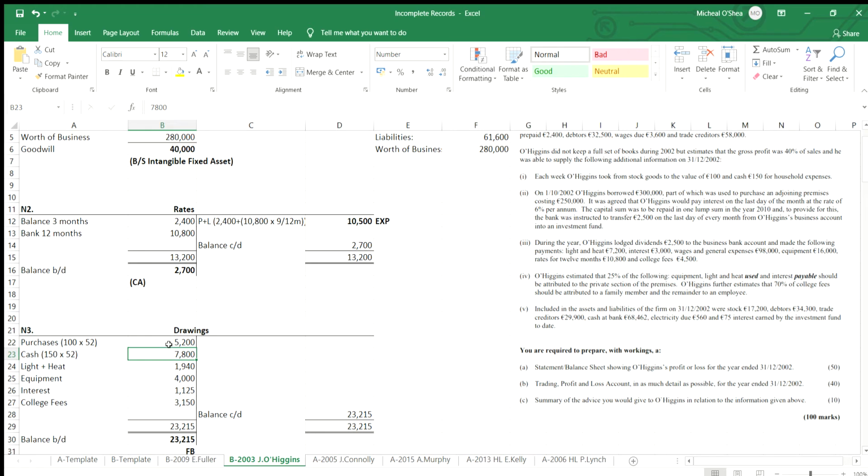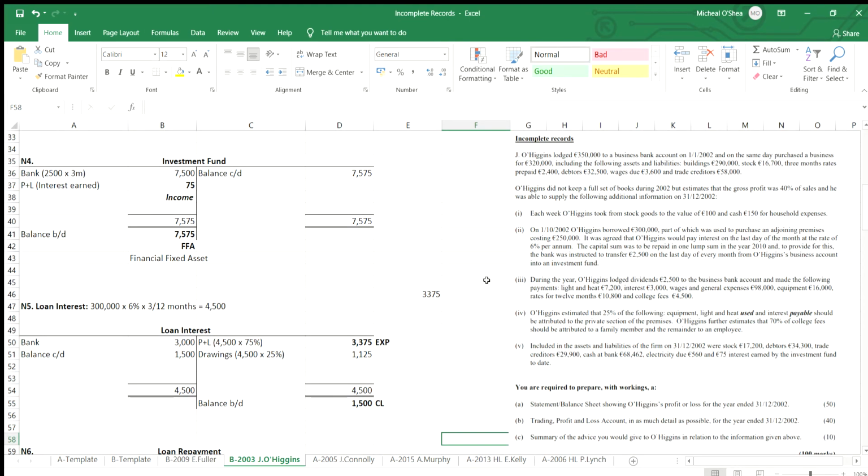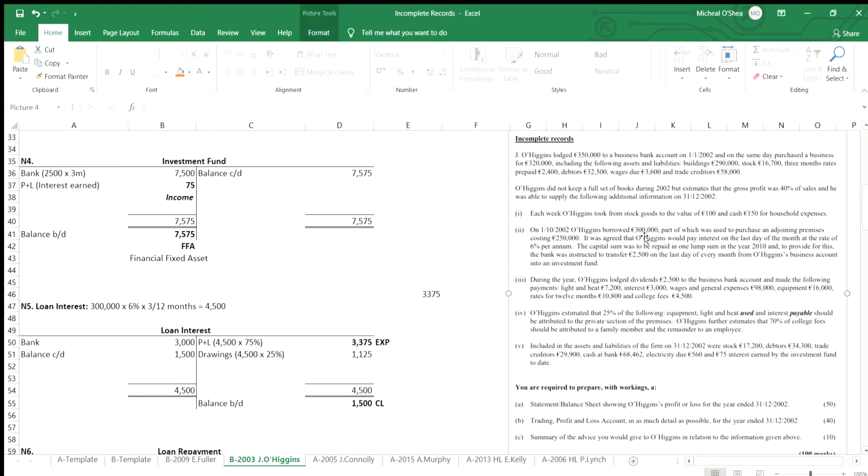So I'm going to show them on the debit side of the drawings account. If we go down here to my investment fund, we'll come back to drawings after. If we look at the investment fund now, we can see that we took out a loan of 300,000 and we would agree to pay back the loan at 6% interest on the last day of each month. So that was paying back the interest on the loan.